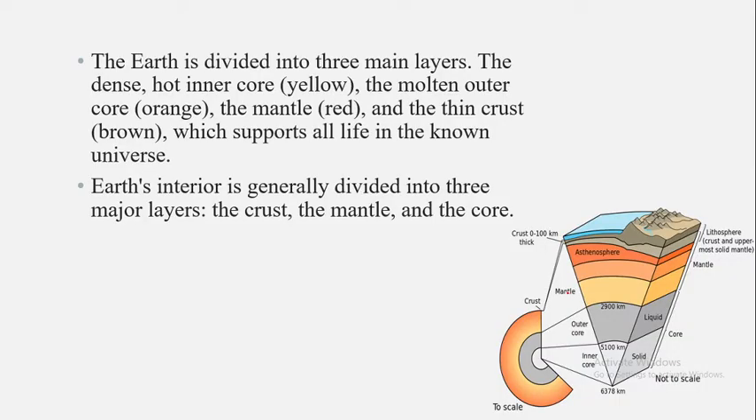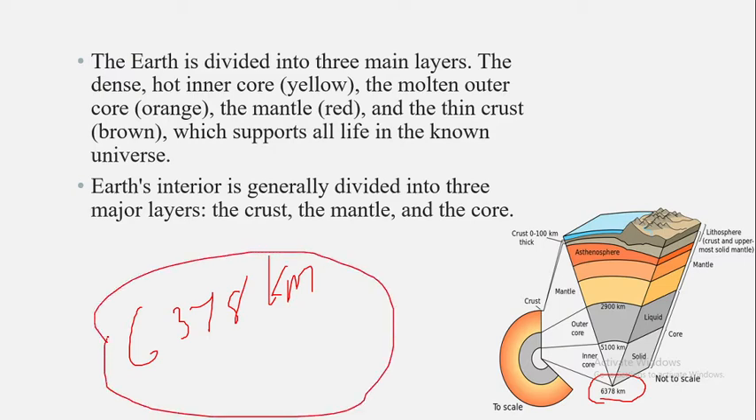Earth's interior is generally divided into three. Also, you should know that the Earth's radius is 6,378 kilometers. That is the radius of the Earth that you have to keep in mind. This 6,378 kilometers is further divided into crust, mantle and core regions.